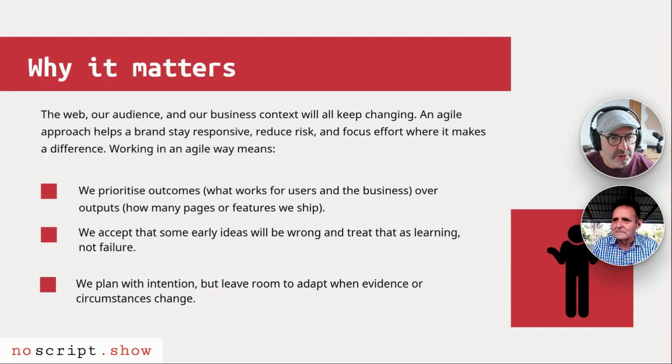Number one, we prioritize outcomes, what works for users and the business, over outputs, how many pages or features we ship. Let that one sink in for a minute. I think that's really the thing, isn't it? Number two, we accept that some early ideas will be wrong and treat that as learning, not failure. And finally, number three, we plan with intention but leave room to adapt when evidence or circumstances change. Okay, over to you.